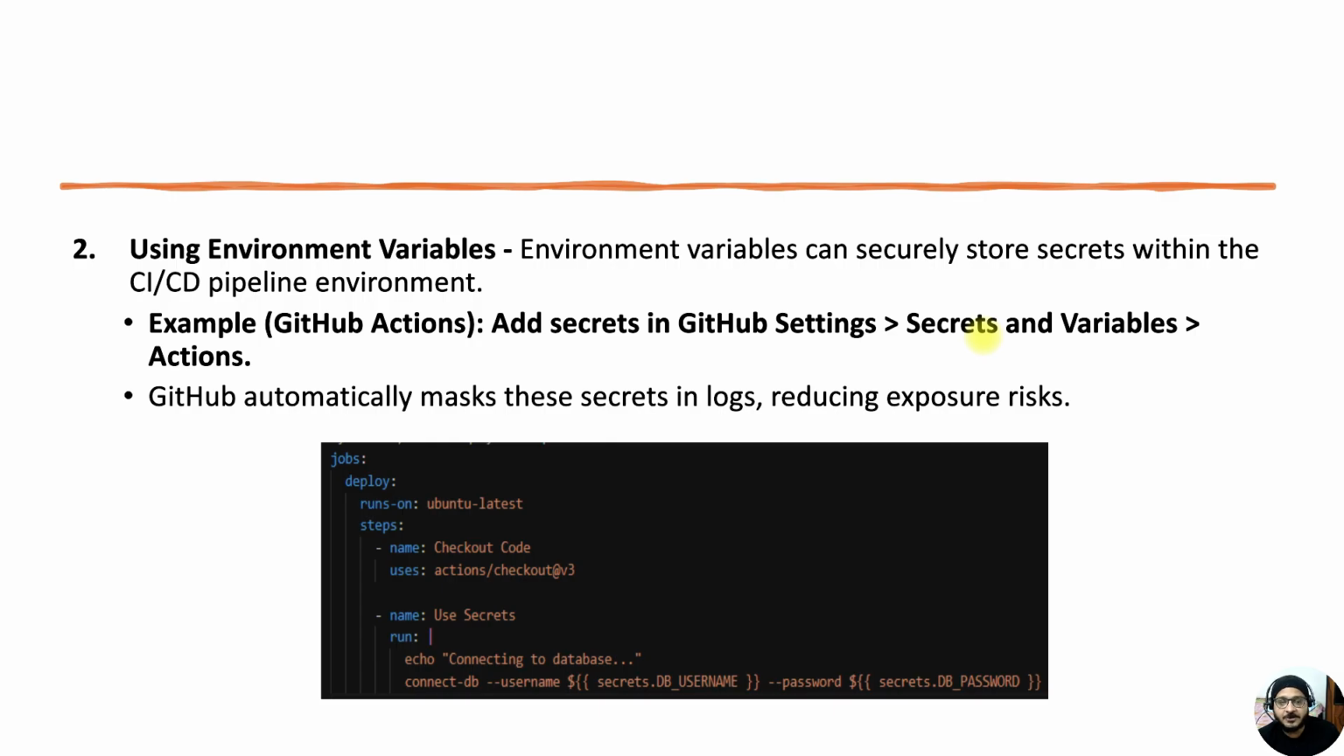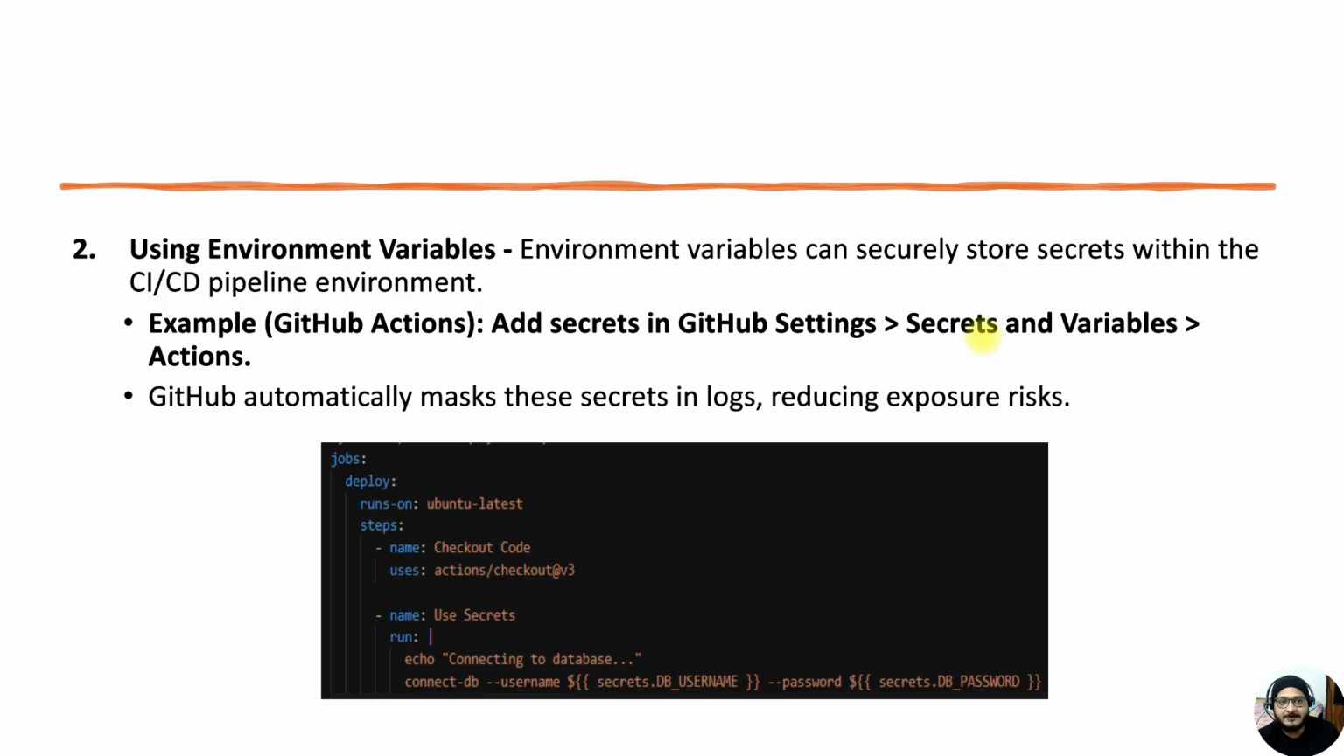And if I talk about Azure DevOps, there is an option where you can mask your credentials as well. Here I have given an example of GitHub Actions. GitHub Actions also provides a facility to store your secrets and variables in GitHub. For that you have to go to GitHub settings, and from there you can see an option called Secrets and variables, and under that option you will see Actions.